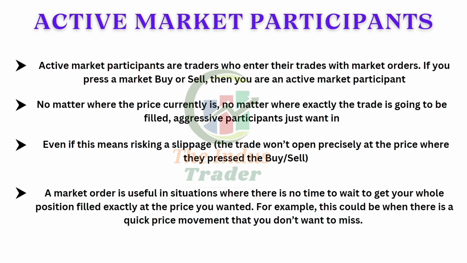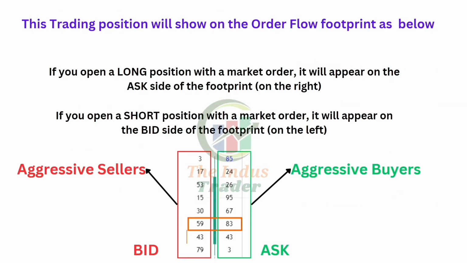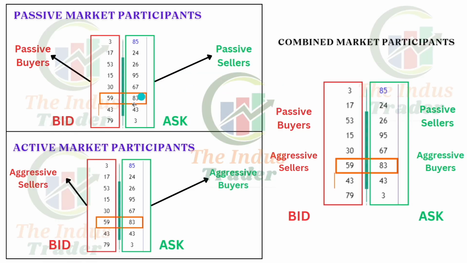Now here comes the actual confusion. Previously we have seen passive buyers on the bid side and passive sellers on the ask side. But in the aggressive case, we see aggressive sellers on the bid side and aggressive buyers on the ask side. This is the little difference you need to understand, and it's very important. So hope you understood, but if you are still facing issues differentiating between passive and active, then let me combine this so that you can easily understand.